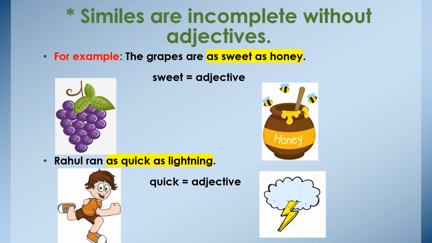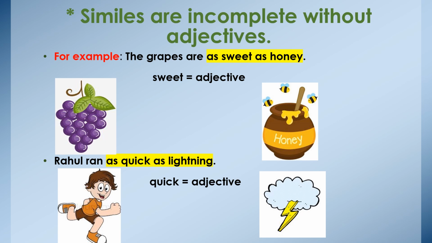Similes are incomplete without adjectives. You all know that adjectives are nothing but describing words. They describe a noun, that is, a person, place, animal, or thing. For example, the grapes are as sweet as honey. As sweet as honey is the simile. The sweet taste of the grapes is compared to the sweetness of honey. Here, the adjective sweet completes the simile. Without this adjective, the simile will have no meaning.